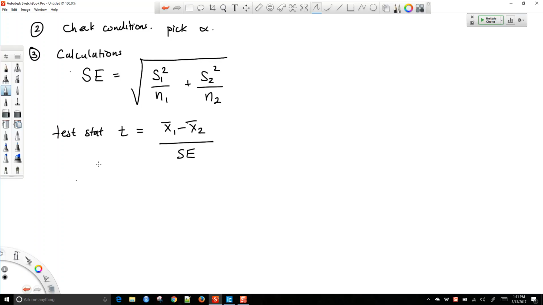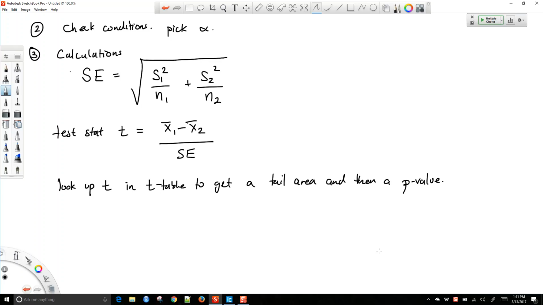Once you get your test statistic, we look up t in the t-table to get a tail area, and then a p-value. When you go to the t-table, you need your degrees of freedom. Our degrees of freedom will be n minus 1, but we have two n's, so use the smaller value of n1 and n2.